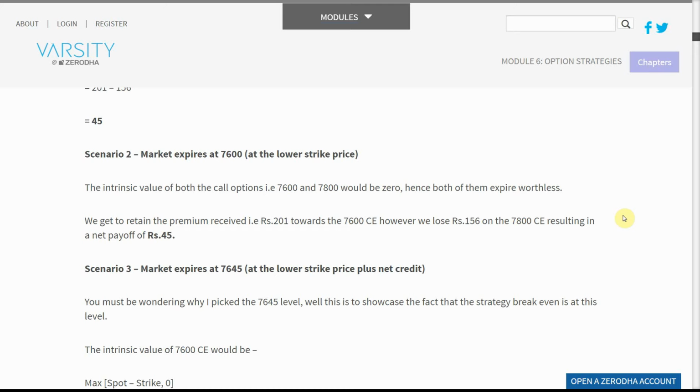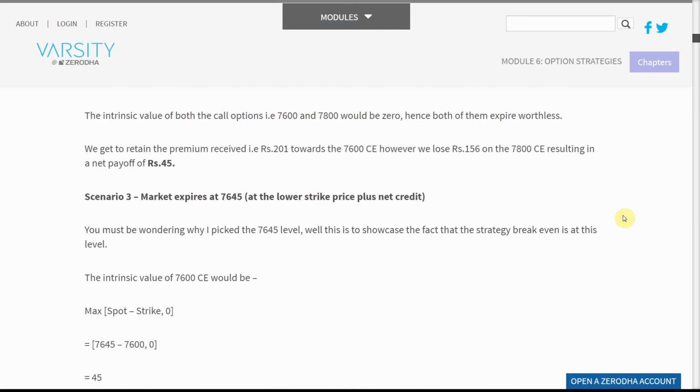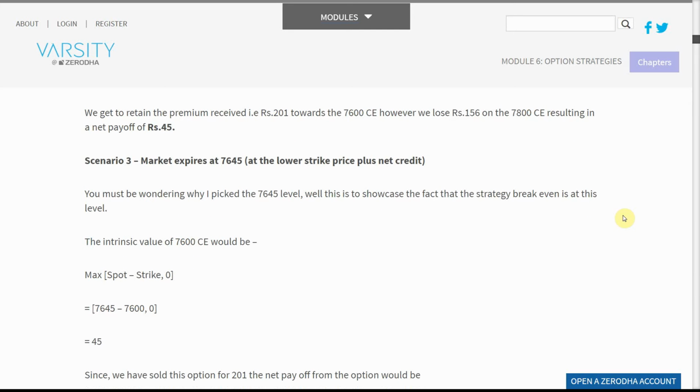Scenario 3: market expires at 7,645, the lower strike price plus net credit. You must be wondering why I picked the 7,645 level. Well, this is to showcase the fact that the strategy break-even is at this level.